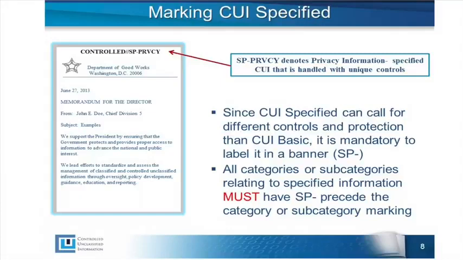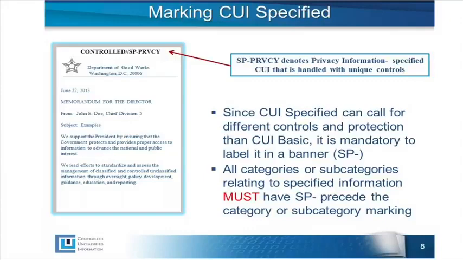The categories and subcategories are separated in the banner marking from the control marking with a double /. One can find out if CUI is specified using the CUI registry. Additionally, once an agency undergoes training, they will often be taught what specified categories they are most likely to use when marking a document.